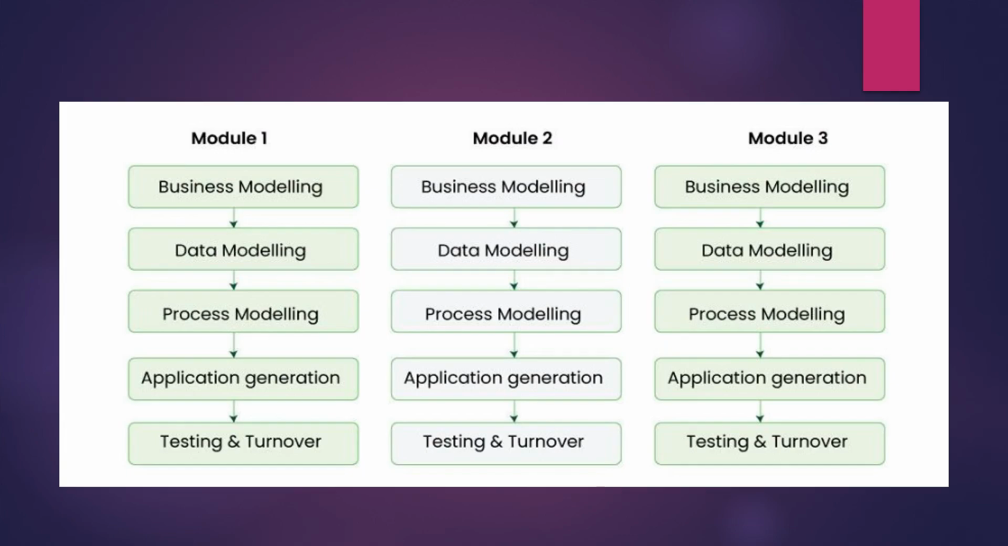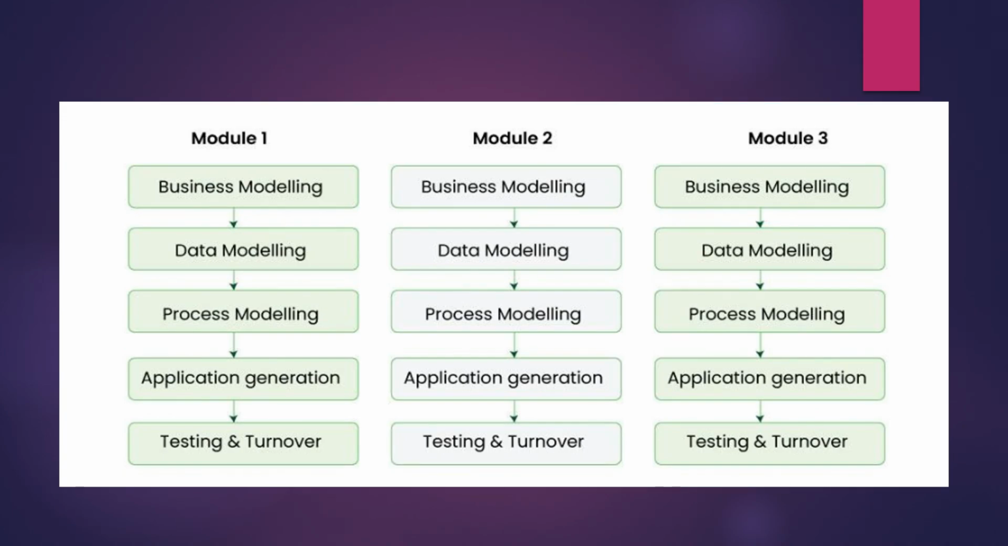Let's move on. This is the basic structure of RAD. How does it look after this? It means that it is module wise, right? A module based structure is there in RAD: business modeling, data modeling, process modeling, application generation, and testing and turnover. Module wise, all these phases are covered in this model.